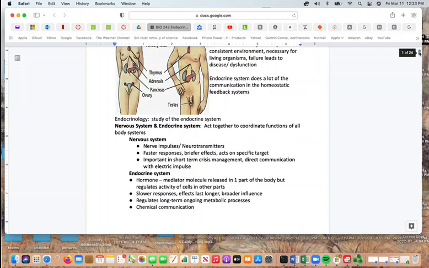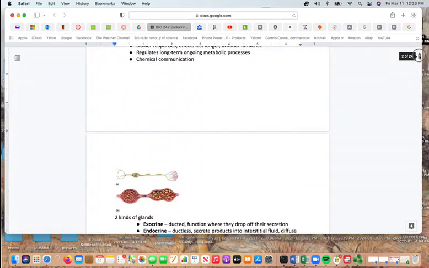With the endocrine system, hormones are going to be used. They act as a mediator molecule. They're produced in one part and then regulate something in another part of the body. The response is slower, but it does last longer, and it tends to have a broader influence. So it can regulate more long-term processes, like metabolic changes, and it uses chemicals for communication. For something like going through puberty, you really wouldn't want that to be as quick as the nervous system could handle it. It's better that the endocrine system handles that, a more long-term gradual change.